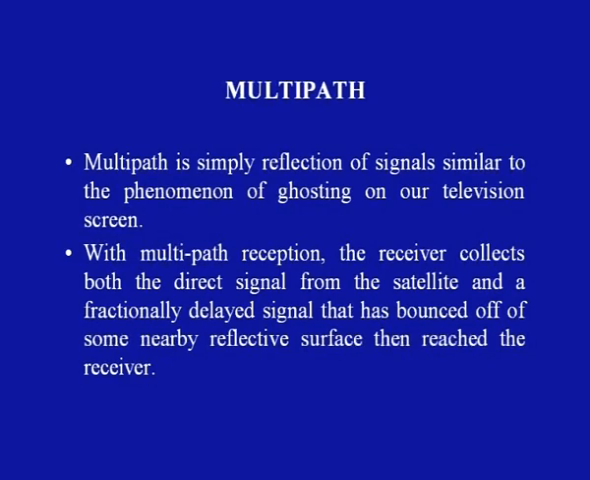Then multipath. Multipath is simply reflection of the signals, similar to the phenomenon of ghosting on our television screens. With multipath reception, the receiver collects both the direct signals from the satellite and a fractionally delayed signal that has bounced off some nearby reflective surface, then reaches the receiver.